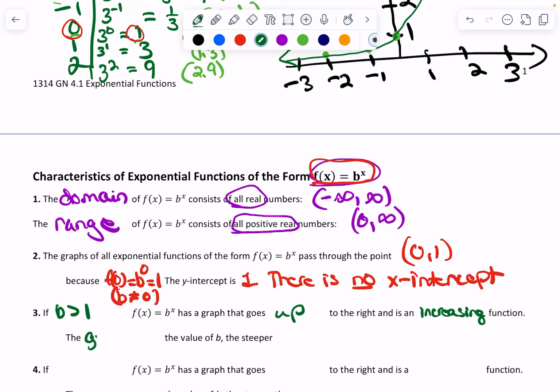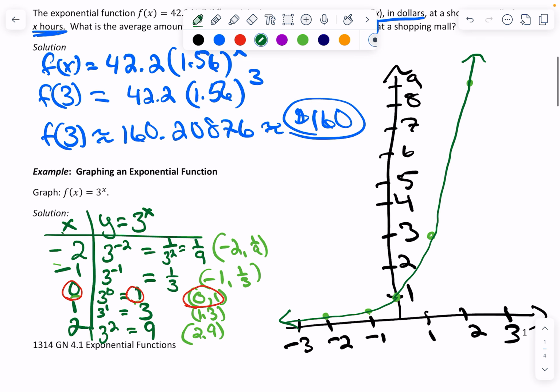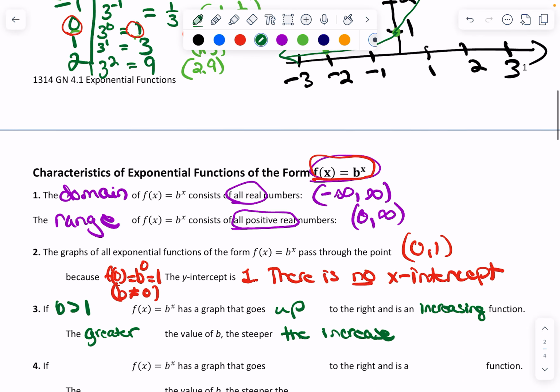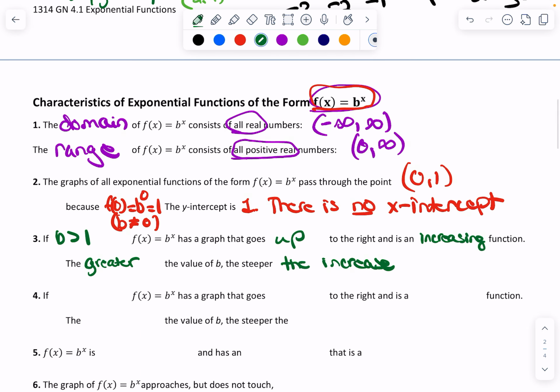The greater the value b, the steeper the increase. So if we look at this, our b here is 3. That is greater than 1.